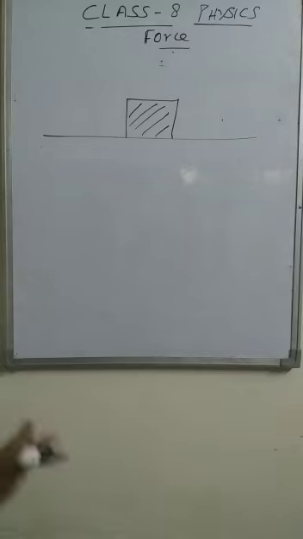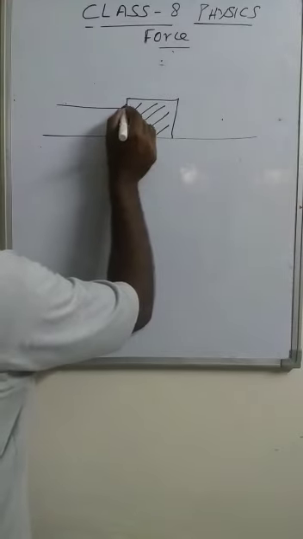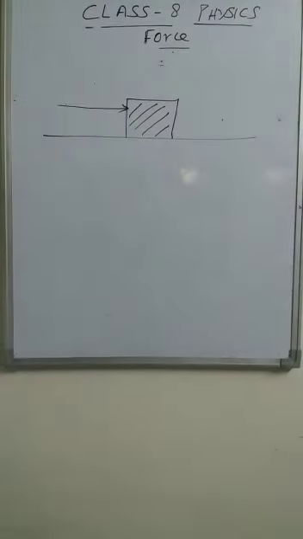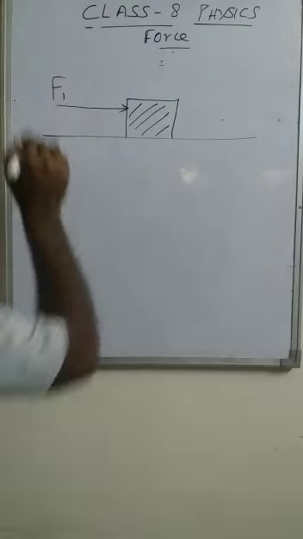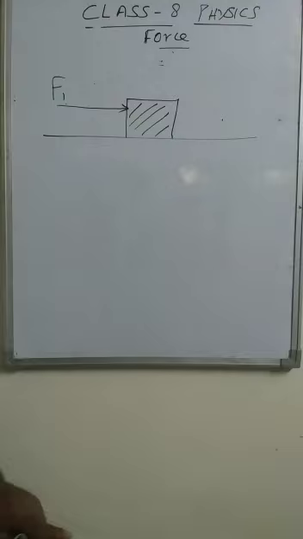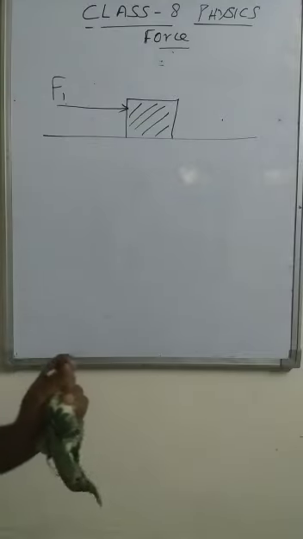Let us take two forces applied on this object. The two forces applied may be taken in different cases. One is, suppose I apply one force. It should be represented by F1, that is the first force. F1 means first force. F and the 1 must be written in subscript.